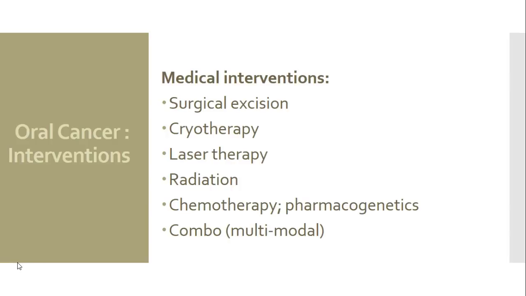Chemotherapy is specifically used if we have a suspicion that it has spread to other parts of the body. Pharmacogenics is one type of chemotherapy, or it could be a combination. We call this multimodal, which means we're going to use more than one of these, and it all depends upon what staging of the oral cancer has occurred.